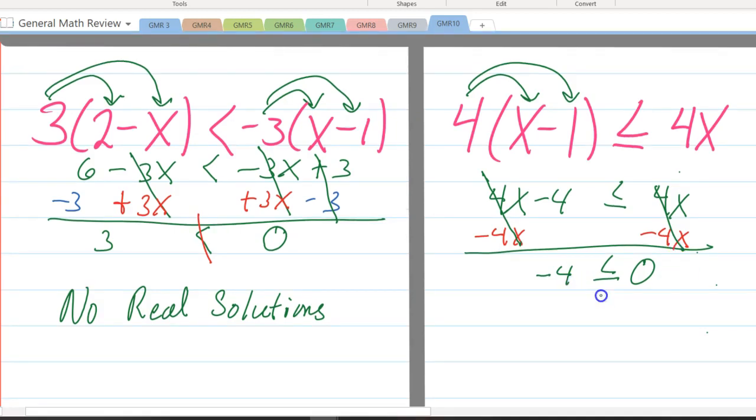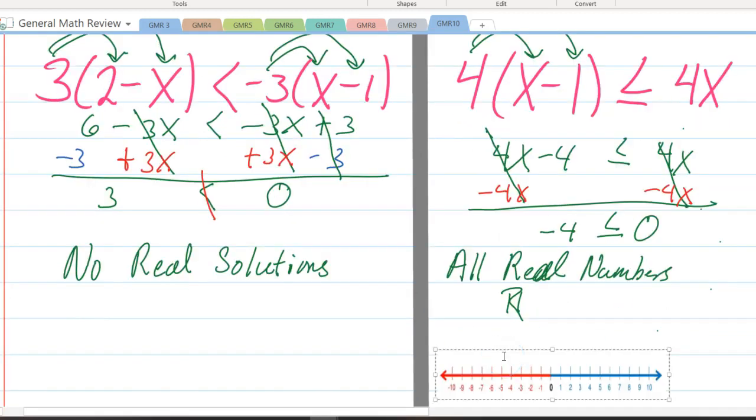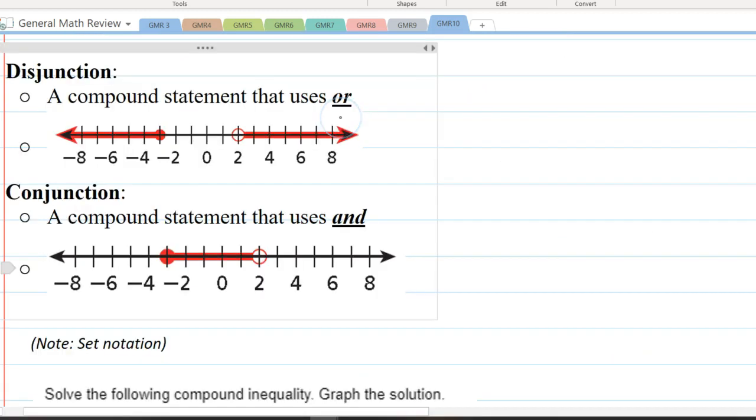with no variables, we would say all real numbers, which can be written with the Gothic R. If I was to graph this, I wouldn't have a dot anywhere. I would simply have a line that would cover the entire graph with arrowheads going both directions because it is all real numbers.